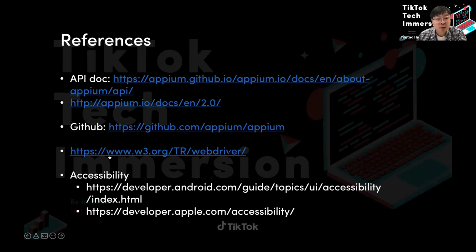And the GitHub location is the W3C WebDriver protocol. If you're interested, you can go through that. And also for UI automation, if you want to learn deeper, one way is you can go through the Appium source code. They have different libraries, the driver, the server, the inspector, all the libraries you can learn from the GitHub.